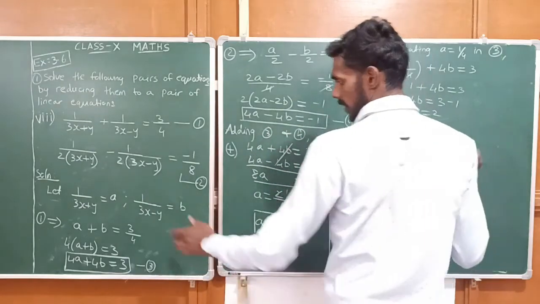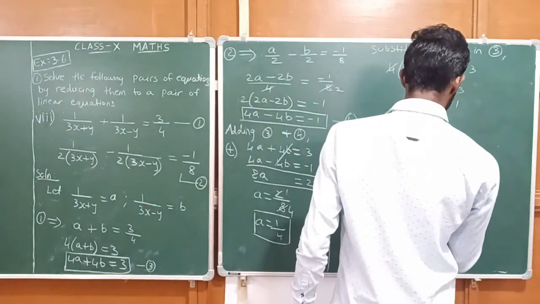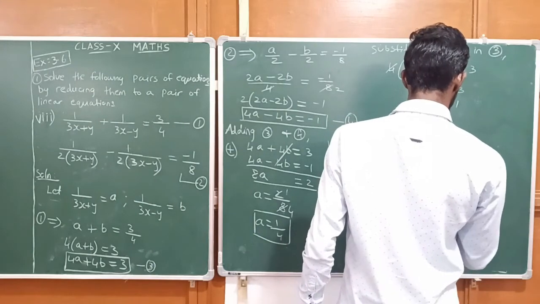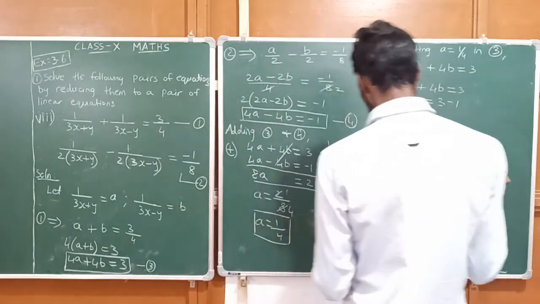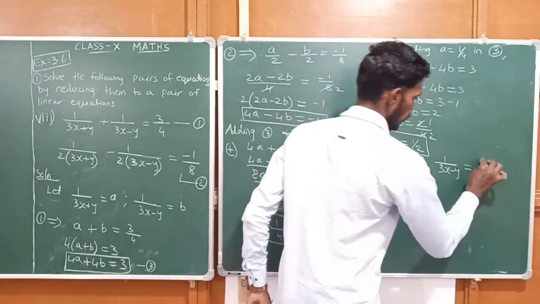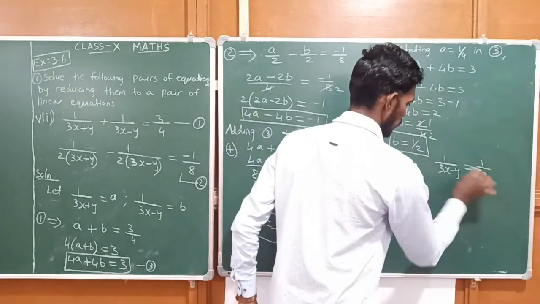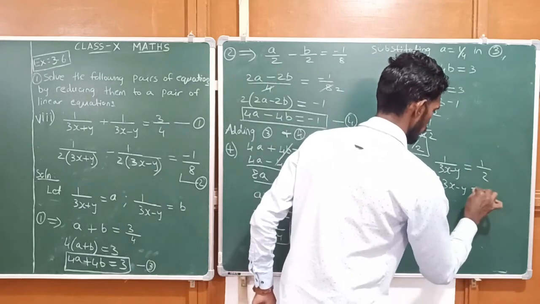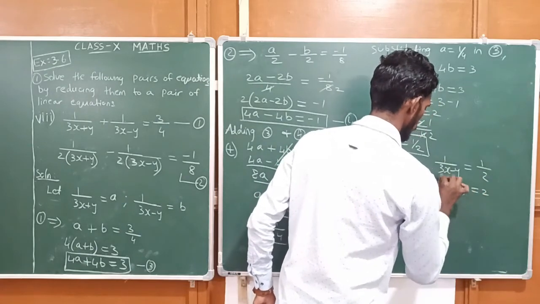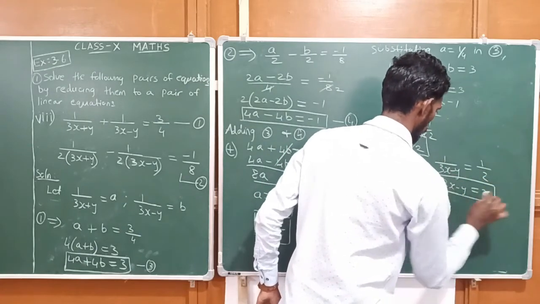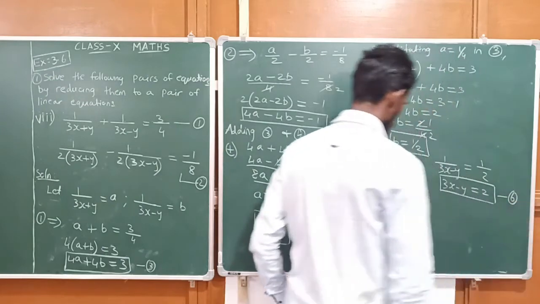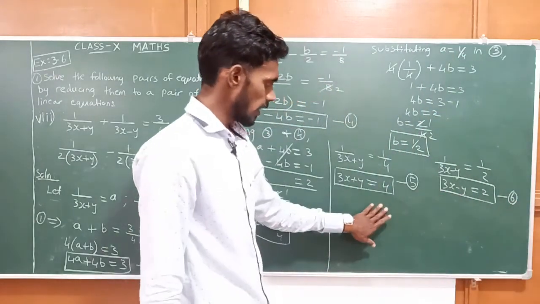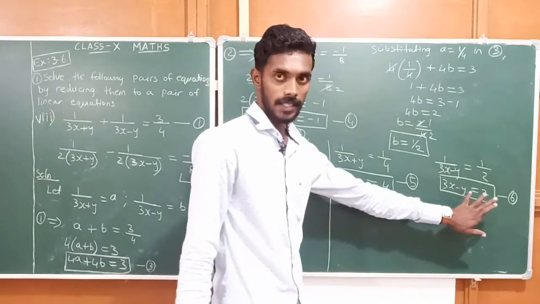Then we have the another assumption, 1 by 3x minus y is equal to b. So the b value here is 1 by 2. Just cross multiply 3x minus y into 1 is equal to 2 into 1. Thus we have obtained another two equations. On solving these two equations, we will be getting the values of x and y.